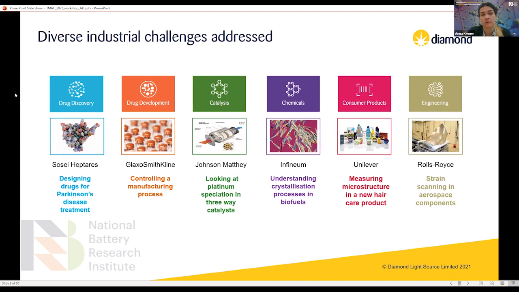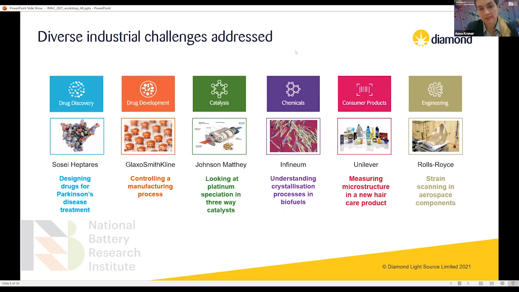And these are just a few examples of the industrial experiments and the industrial problems which were solved in the facility. So starting off with the pharmaceutical sector, Heptares, for example, were looking into designing a new drug for Parkinson's disease. GlaxoSmithKline was using one of our diffraction beamlines to control the manufacturing process for drug development. Our big catalysis company, Johnson Matthey, was looking at the speciation of platinum in the 3-way catalyst.